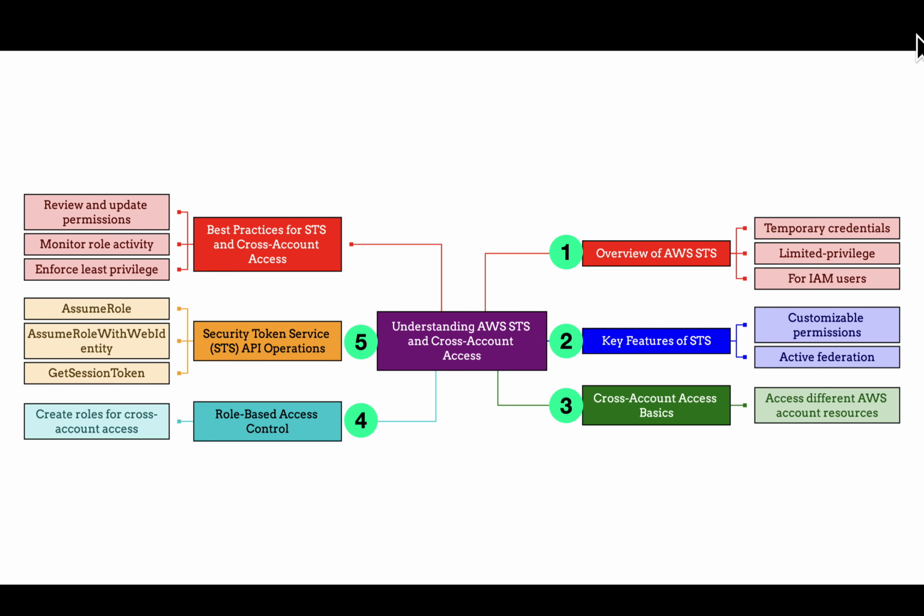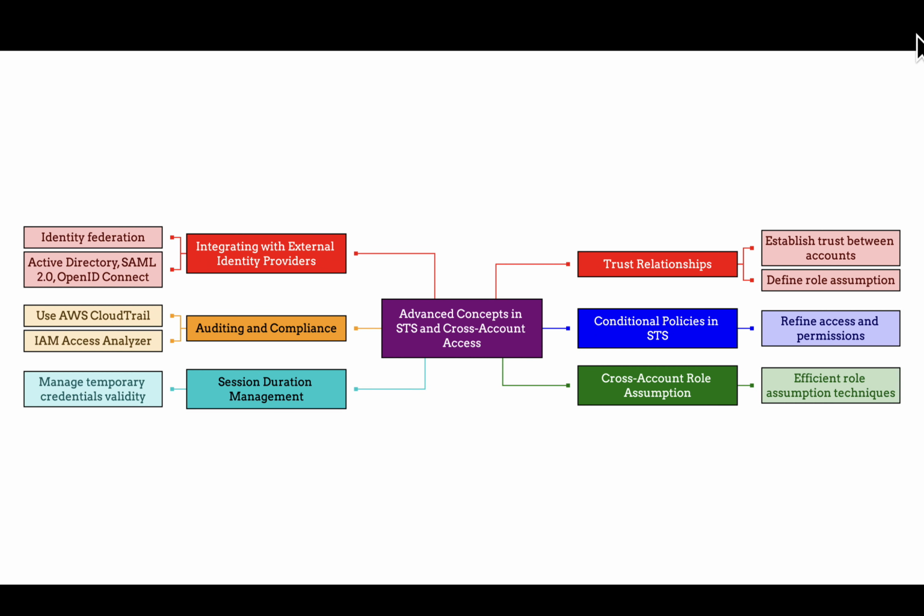5. Security Token Service, STS, API operations include AssumeRoleWithWebIdentity and GetSessionToken for generating temporary credentials. 6. Best practices for STS and cross-account access: regularly review and update cross-account permissions, monitor role activity, and enforce the least privilege principle. Advanced concepts in STS and cross-account access.